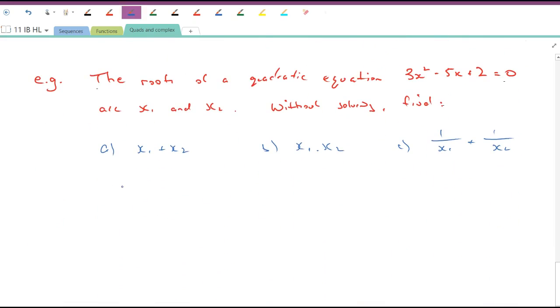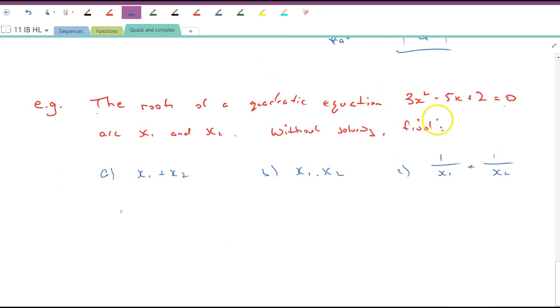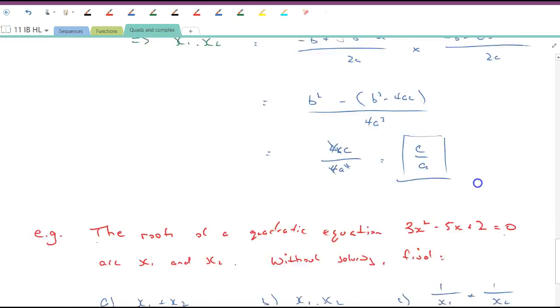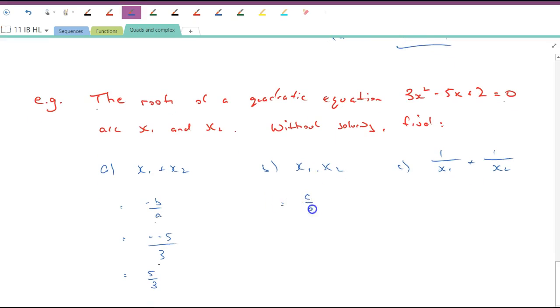So the sum of the roots is minus b over a. b is minus 5, so it'll be minus minus 5 over a, which is 3, so that's just equal to 5/3. The sum of the roots is 5/3. We don't know what they are, that's not important. We want to know what the sum of them is. Now the product of the roots is c over a. c is 2, a is 3, so just 2/3. The product is 2/3, the sum is 5/3.